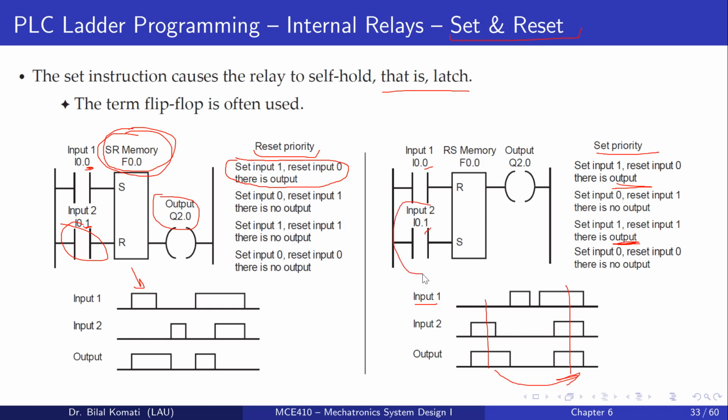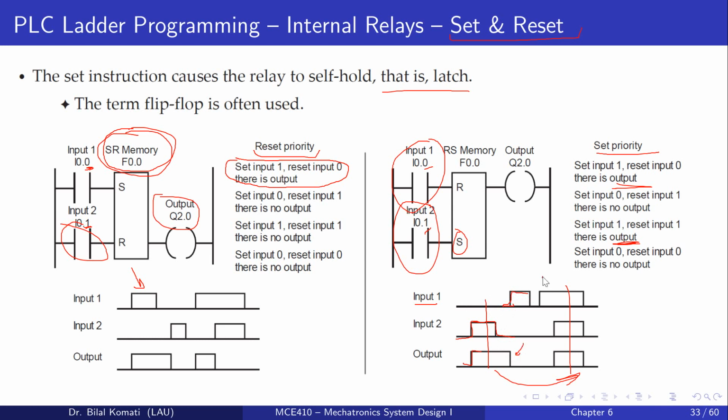So this input is used for setting and the other one is for resetting. Here, once we set the input, the output is set automatically until input 2 is reset, but the output keeps set. Once it is kept set, the output is reset once we set input 1, and input 1 has reset the output.